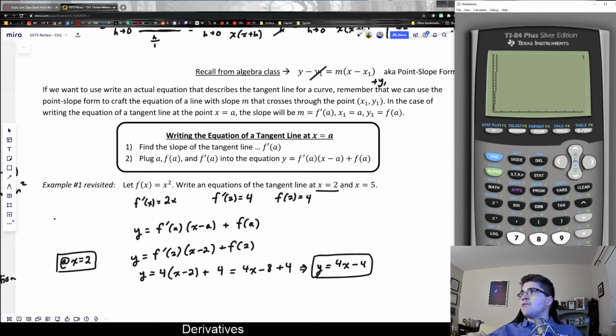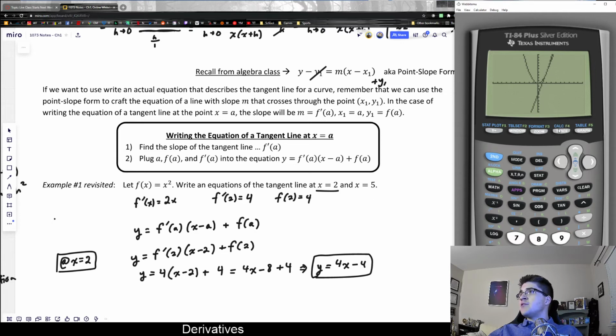Now if I hit graph, my graph window is a little bit weird because I was doing some stuff in a previous video, but if your viewing window doesn't look very good or doesn't look very normal, one way you can always fix it is by using zoom standard. So if you click zoom and go down to number 6, zoom standard, that will reorient your graph in the normal domain and range of -10 to 10, kind of the normal viewing window that we're used to for a graph. And what we can see here is we have our parabola, which is the equation y equals x squared, and then we also have the tangent line.